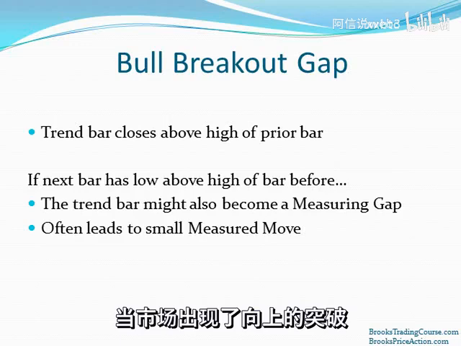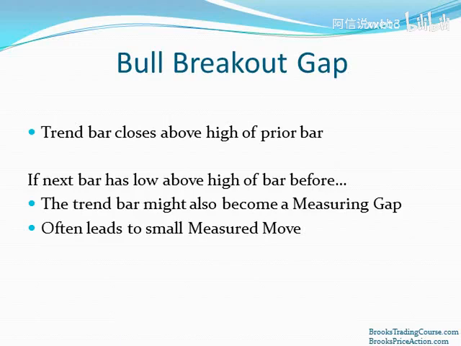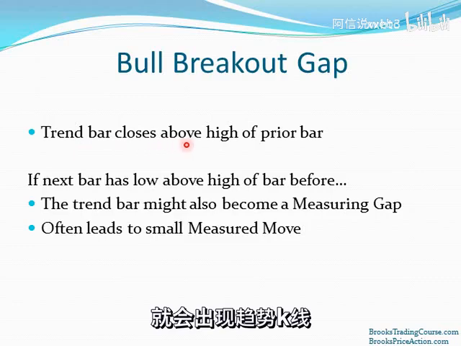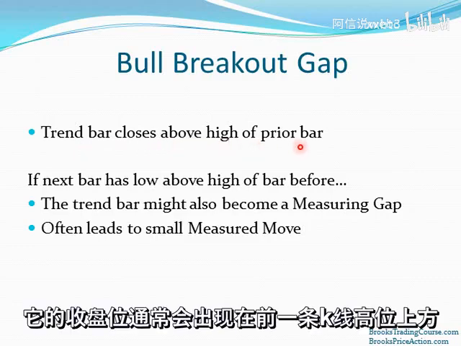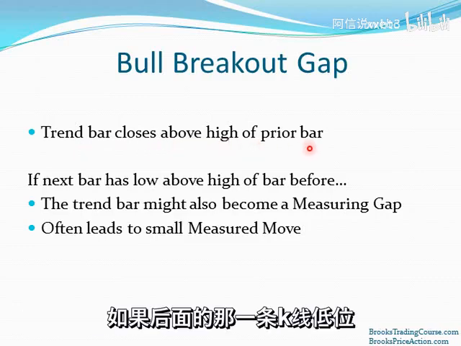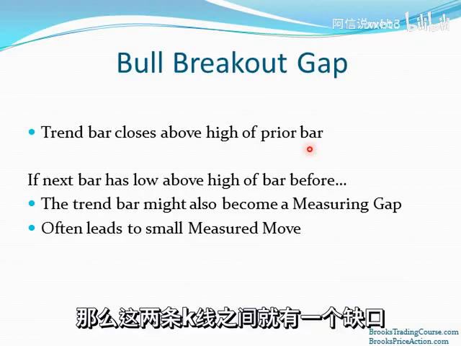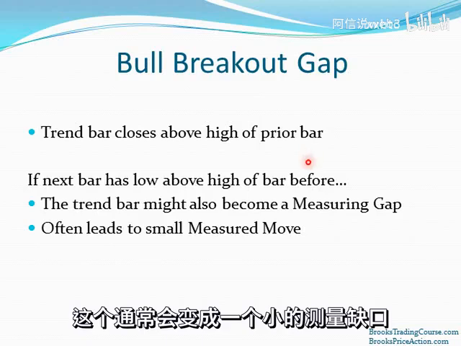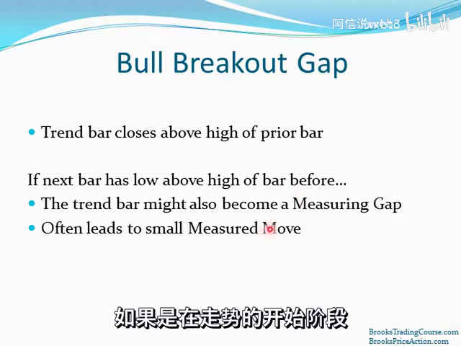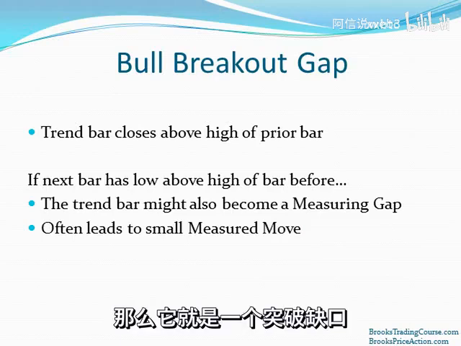When the market's having a bull breakout, there'll be a trend bar, and it probably will close above the high of the prior bar. If the next bar has a low above the prior bar before the breakout bar, there's a gap between those two prices, and that often becomes a small measuring gap, and that gap, since it's at the start of a bull move, is a breakout gap.